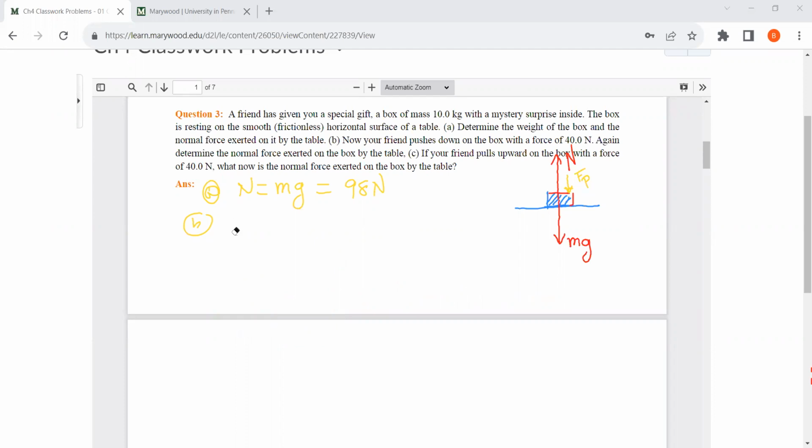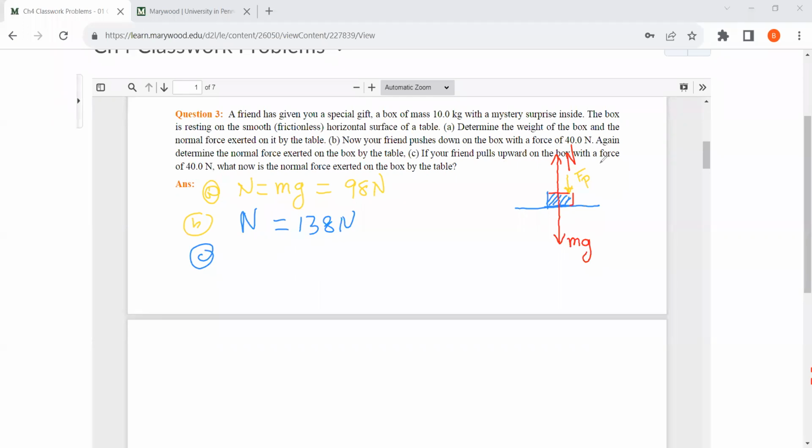So here N equals 138 Newton. Okay. Number C. Now it says that if your friend pulls upward on the box with a force of 40 Newton, what now is the normal force exerted on the box by the table?